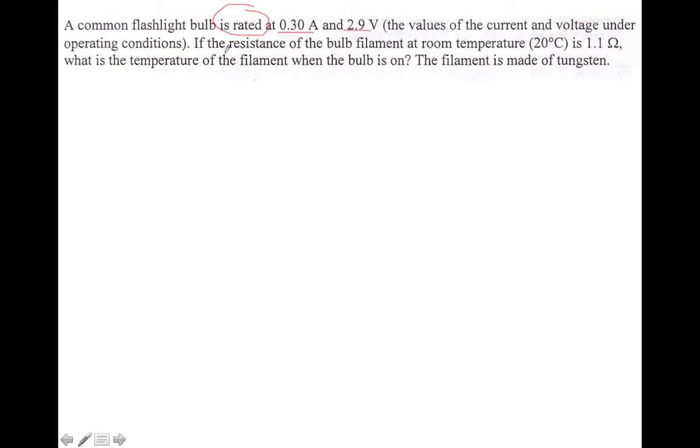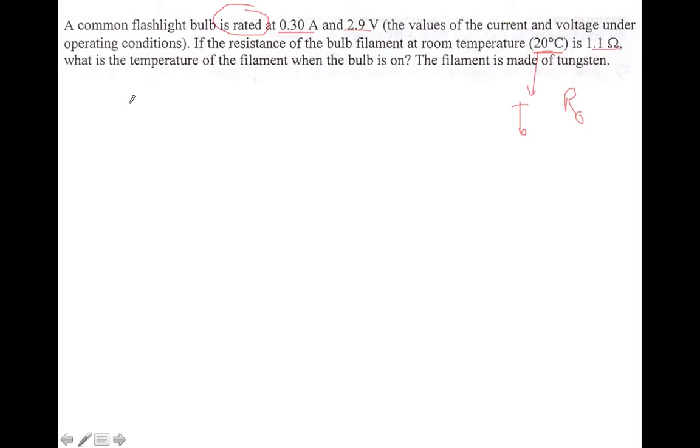Okay, and now the resistance of the bulb filament at room temperature, which is 20, is equal to that. So at room temperature, the resistance is this, so this is my R0, and this is my T0, the reference temperature, which we said is usually room temperature. What is the temperature of the filament when the bulb is on? So now this is what he told me the filament is operating at.